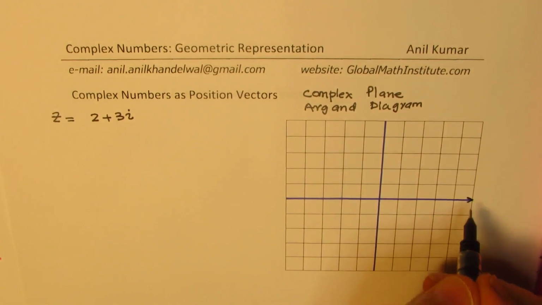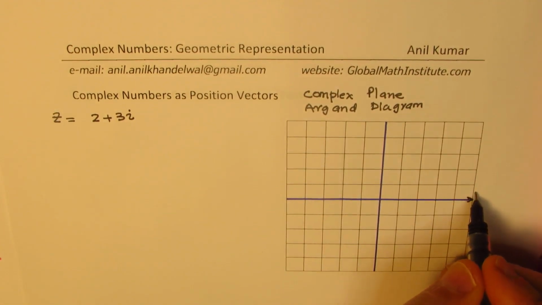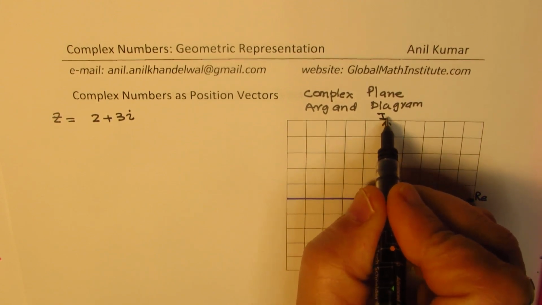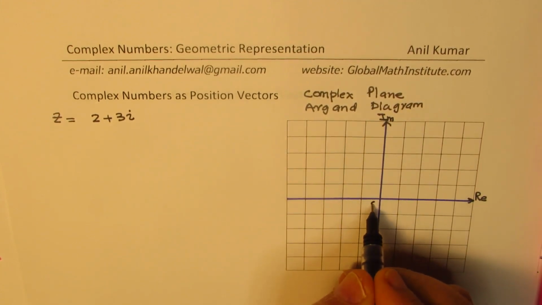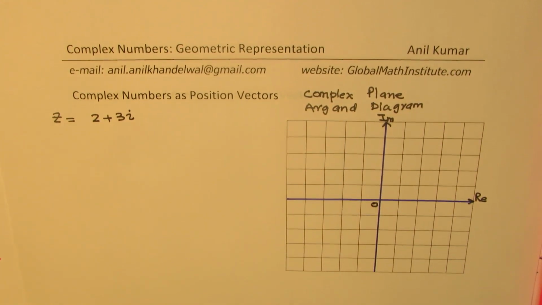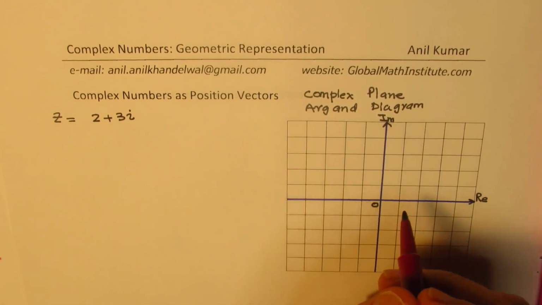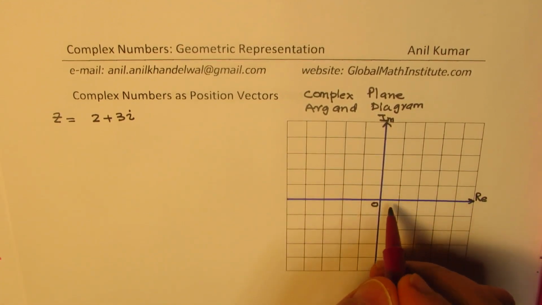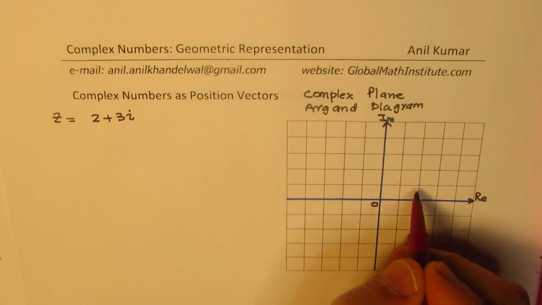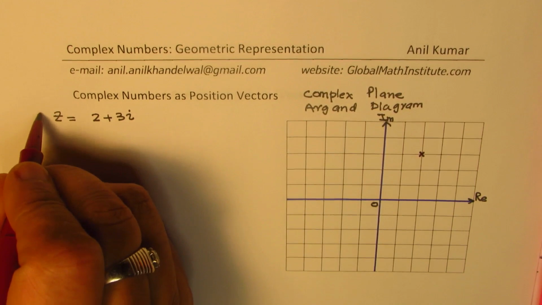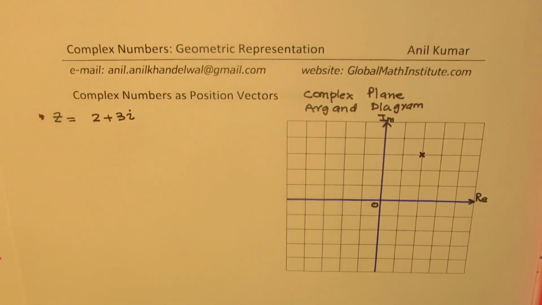Where this horizontal axis is the real axis and the vertical is the imaginary axis, origin being at their intersection. The complex number z, 2 plus 3i, will be represented with 2 along the real side, 3i, and so that point is basically the complex number 2 plus 3i.